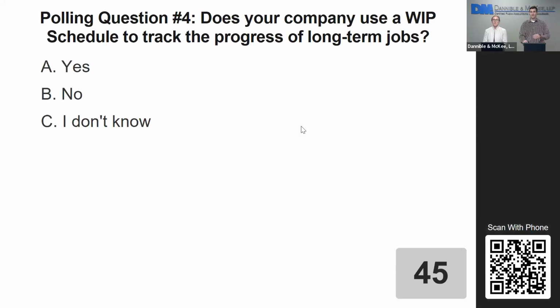So we have our last polling question here. Does your company use a WIP schedule to track the progress of long-term jobs? And I would go a step further and say, does your company use a WIP schedule to track the progress of jobs in general, even if they are short-term jobs? If you're monitoring everything on a monthly basis, unless it's a job that's turning around in a couple days or weeks, those should go on the schedule as well.